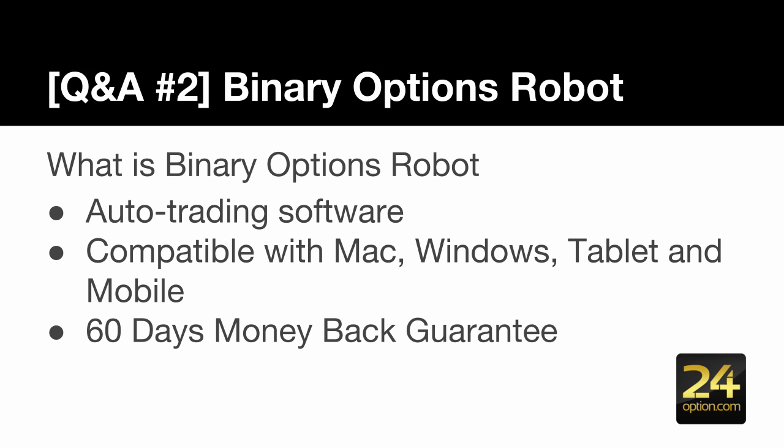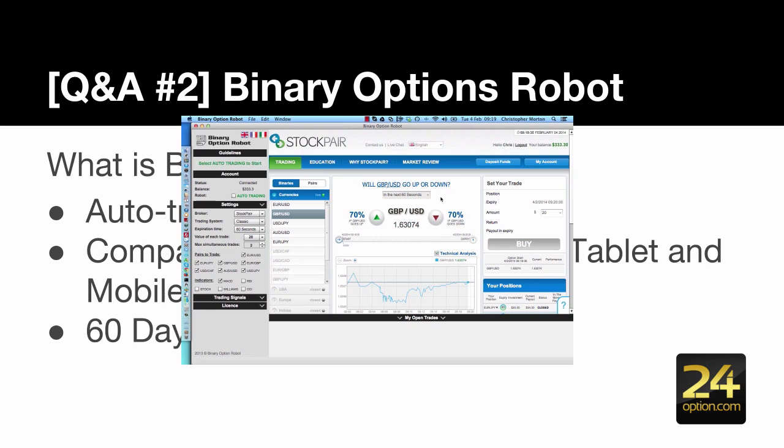First, I'll just go through a brief overview of what the binary options robot is if you've never come across it before. It's an auto trading software. It's compatible with Mac and Windows. You can run it on a tablet and mobile. They offer a 60 day money back guarantee if you're not happy with the performance of it. I have done a longer video review of this particular software, so if you're interested in watching that video, click here now.